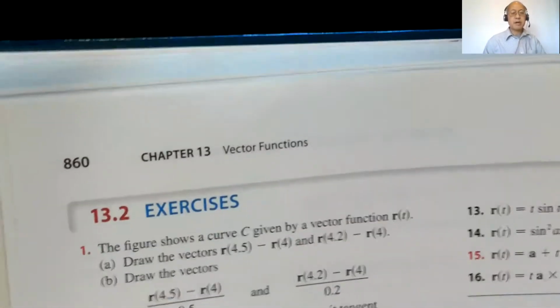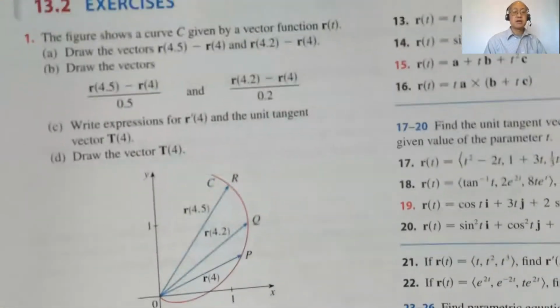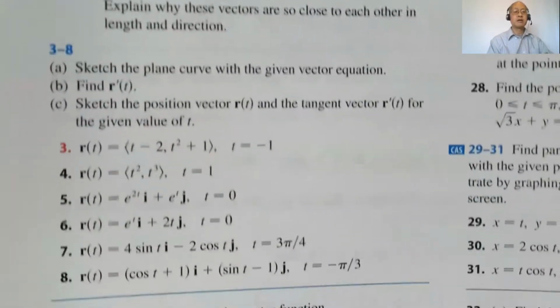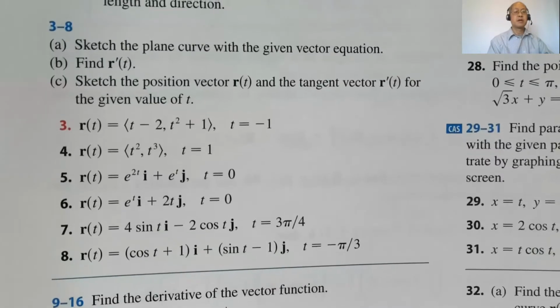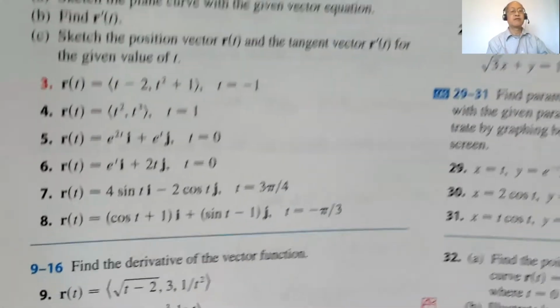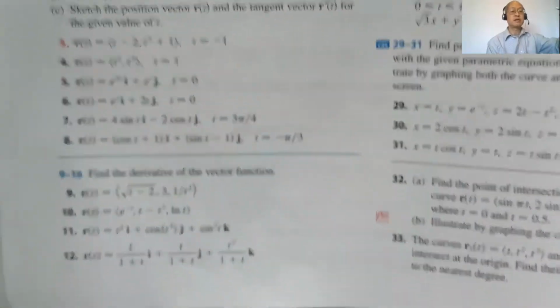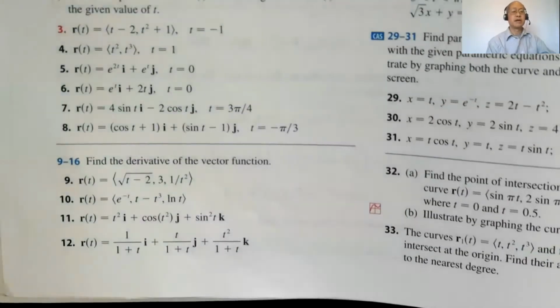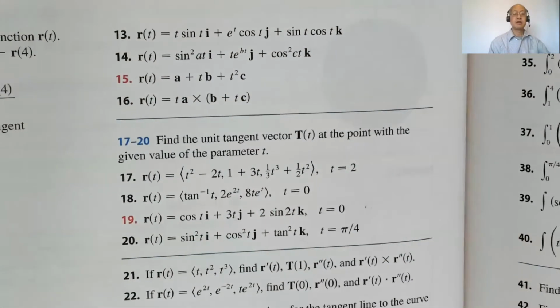All right, so that's pretty much about it. Page 860. Again, for the benefit of those who don't have the book and aren't getting it, I'll show you the problems. Kind of going through it somewhat quickly, but you can always fast forward or pause and rewind as much as you need.